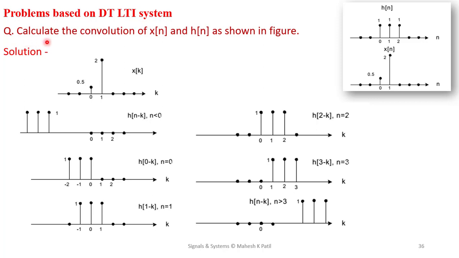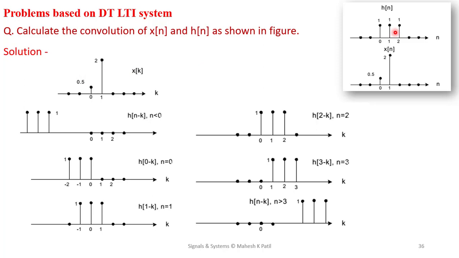So the first problem is: calculate the convolution of the given x of n and h of n. So x of n is given like this and h of n is given like this. It is asked to find the convolution between these two signals. Here is the solution. So x of n can be represented as x of k here. So instead of n, you simply write k there and draw the same signal.